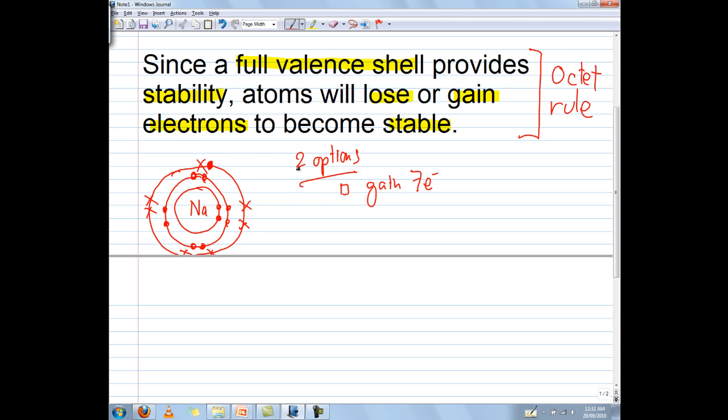So that will do it. The second option, though, is to lose 1 electron. If it loses this 1 electron, then this whole shell disappears.